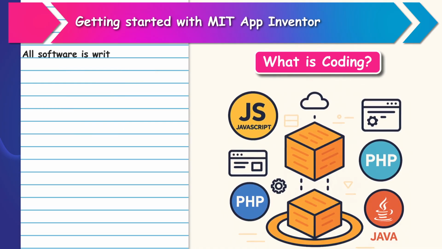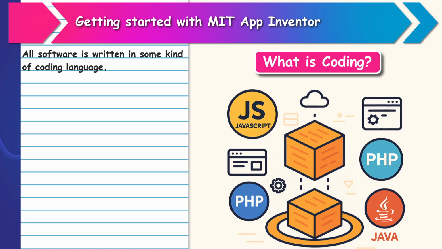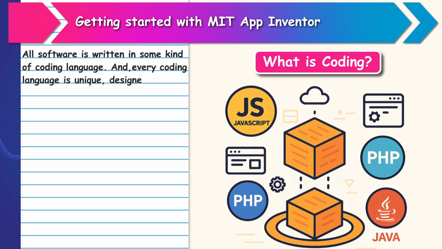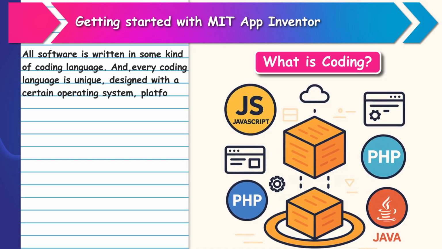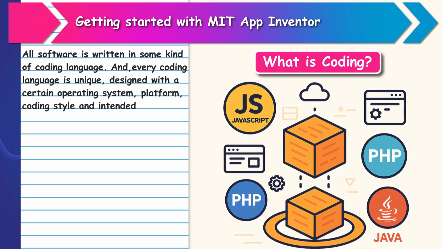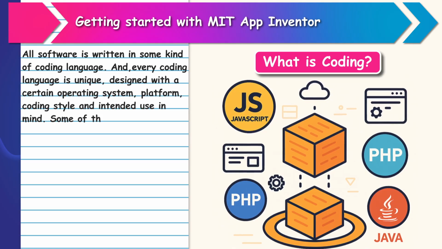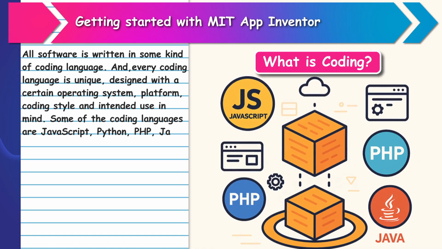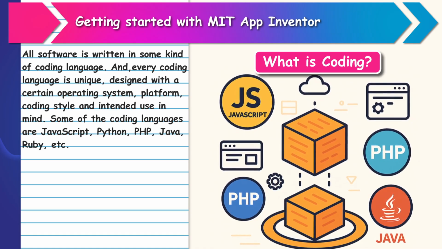All software is written in some kind of coding language. And every coding language is unique, designed with a certain operating system, platform, coding style, and intended use in mind. Some of the coding languages are JavaScript, Python, PHP, Java, Ruby, etc.